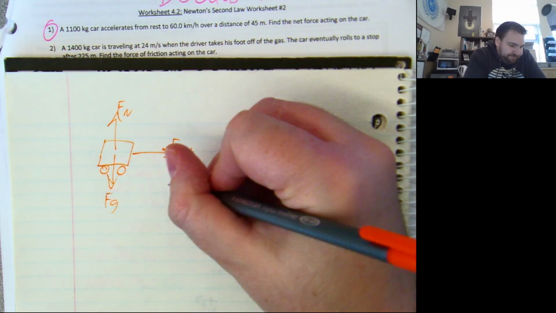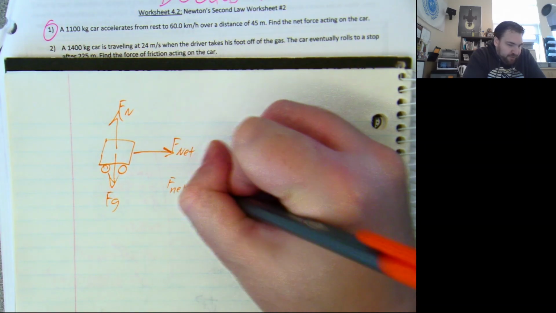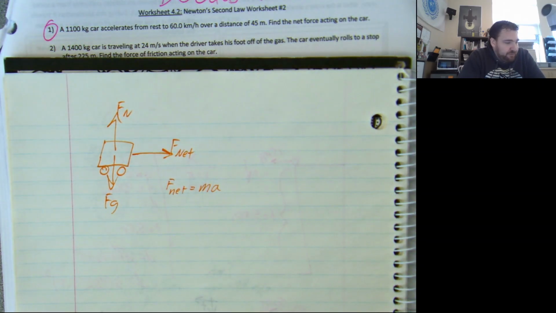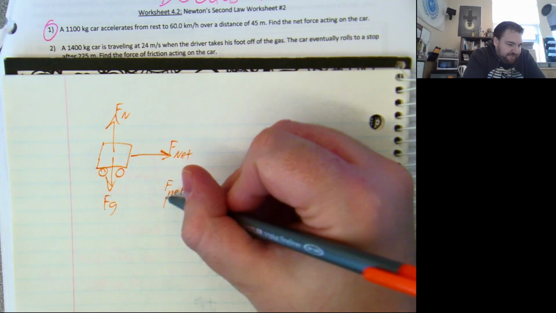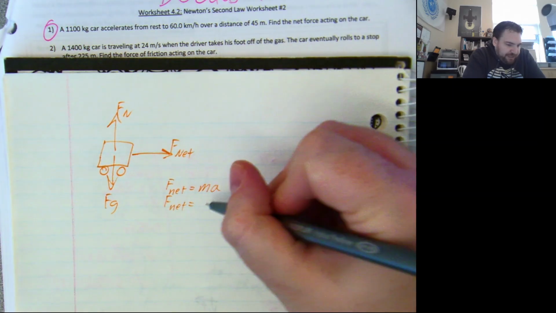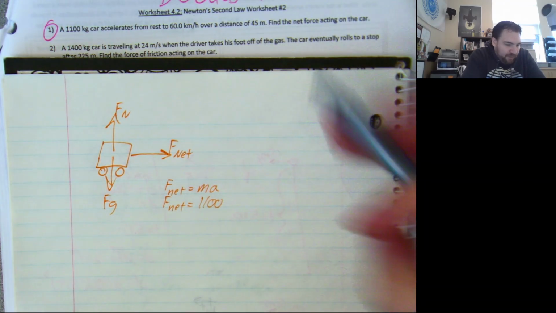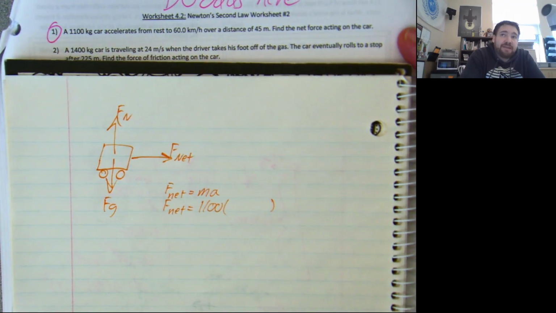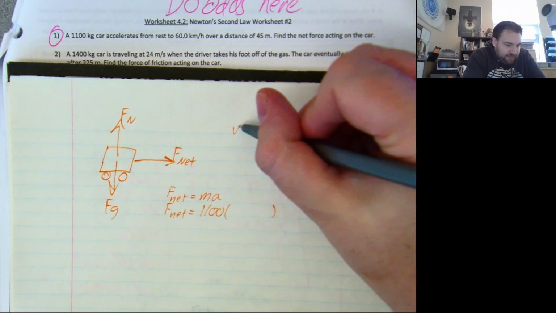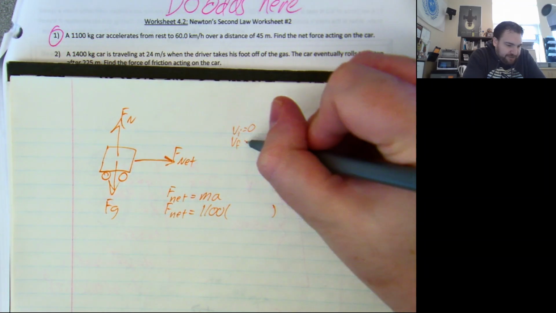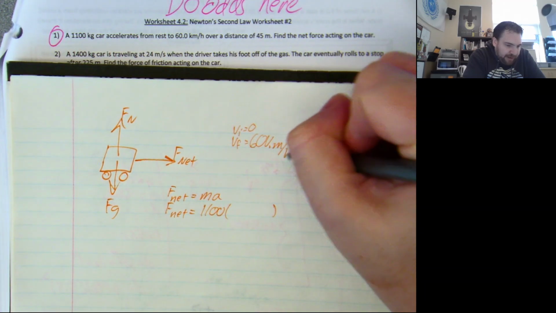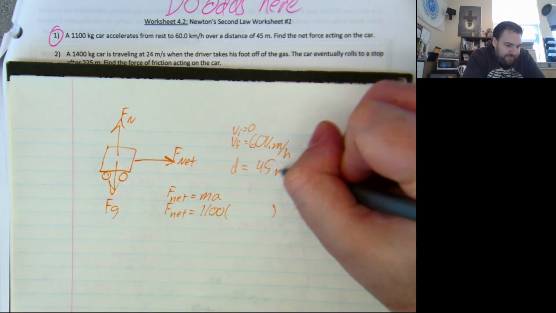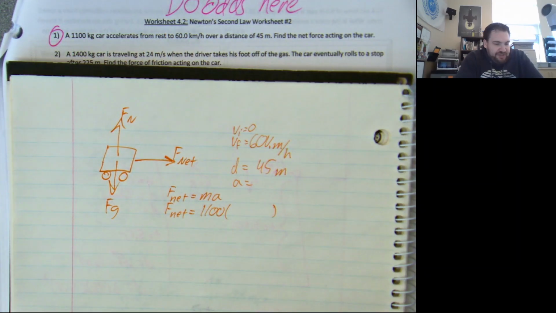Well, your F net, according to Newton's second law, is equal to your mass times your acceleration. So the F net on the car is going to equal the 1100 times A. Well, we don't know what A is, but we're given enough information to find it using kinematics. We know that VI is equal to 0. VF is equal to 60 kilometers per hour. The displacement during that time is 45 meters. We want to know what the acceleration is.